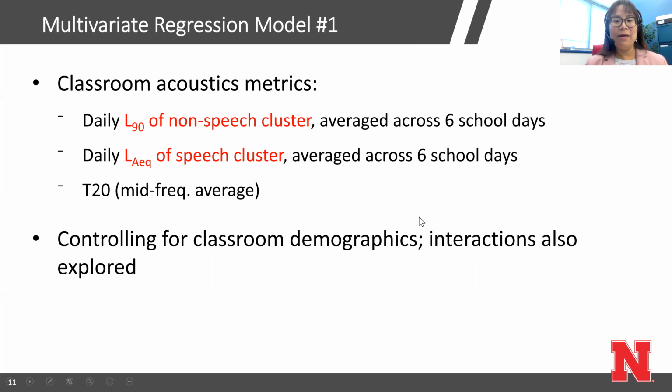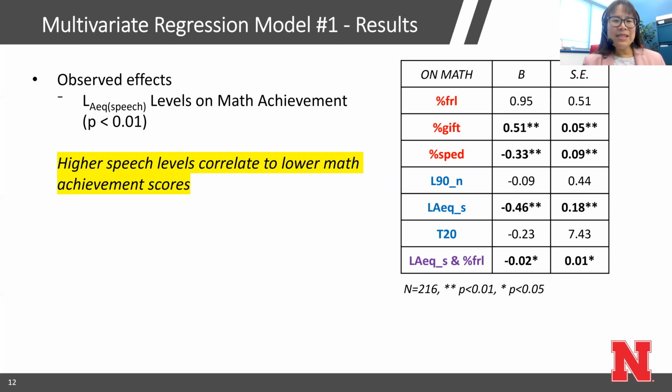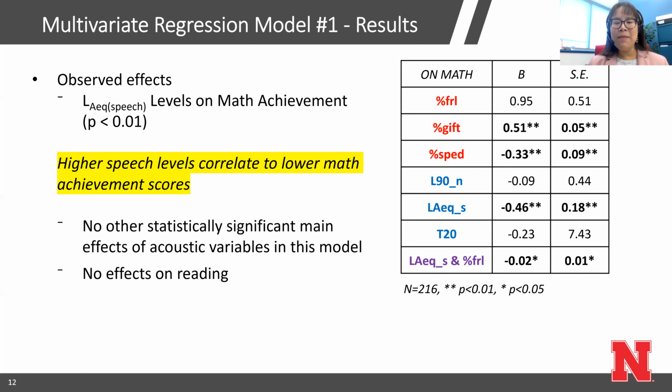We also explored interactions between the demographics and the metrics. The results show that there is a statistically significant effect of one of our acoustic variables on math achievement. We do also see it with the demographics at a p-value of less than 0.01. And if I focus on the acoustic variables, it is the speech one in this model that shows that higher levels of speech correlate to lower math achievement scores. None of the other main effects of the acoustic variables were significant in this one, and there were no effects found on reading achievement. So I'm only showing the table for math achievement.